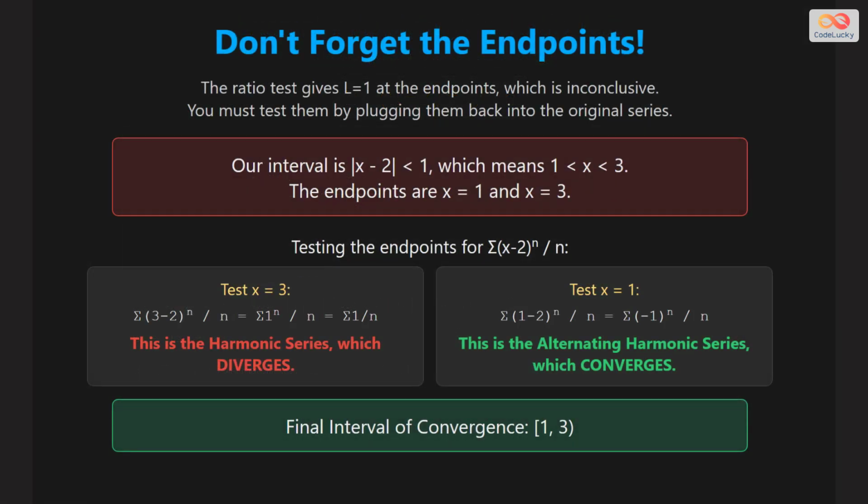Since our radius is 1 and the center is 2, the series converges for x values between 1 and 3. But the ratio test doesn't tell us what happens at x equals 1 and x equals 3. We have to test them individually by plugging them back into the original series. When we plug in x equals 3, we get the harmonic series, which diverges. When we plug in x equals 1, we get the alternating harmonic series, which converges. Therefore, our final interval of convergence includes 1 but not 3. It is from 1 to 3, with a bracket at 1 and a parenthesis at 3.